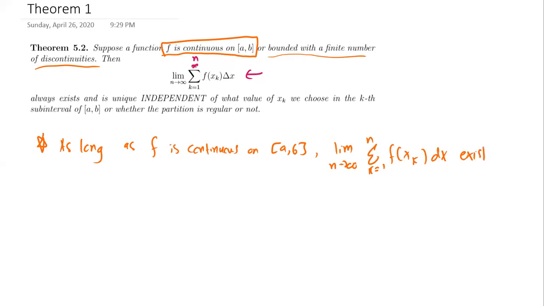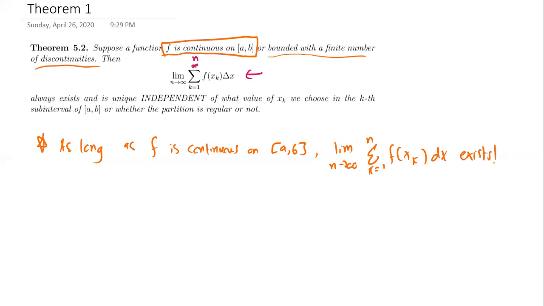Right, so that's what this theorem is saying. Now, the theorem is saying a little bit more. It's saying that, so this next paragraph says that, okay, so that limit always exists. Good. That's the part we're really interested in. Not only that, it's unique and independent of what value of x_k we choose in each subinterval. Right? So what is this saying?